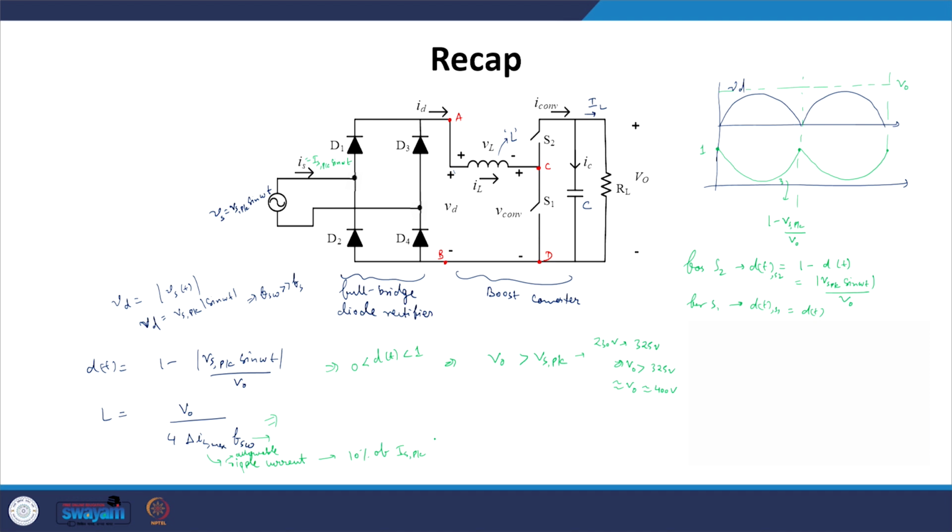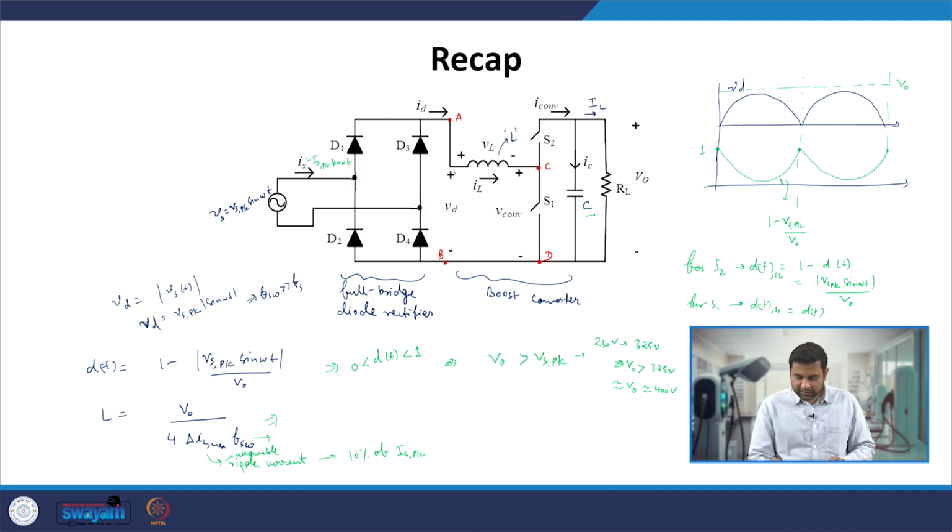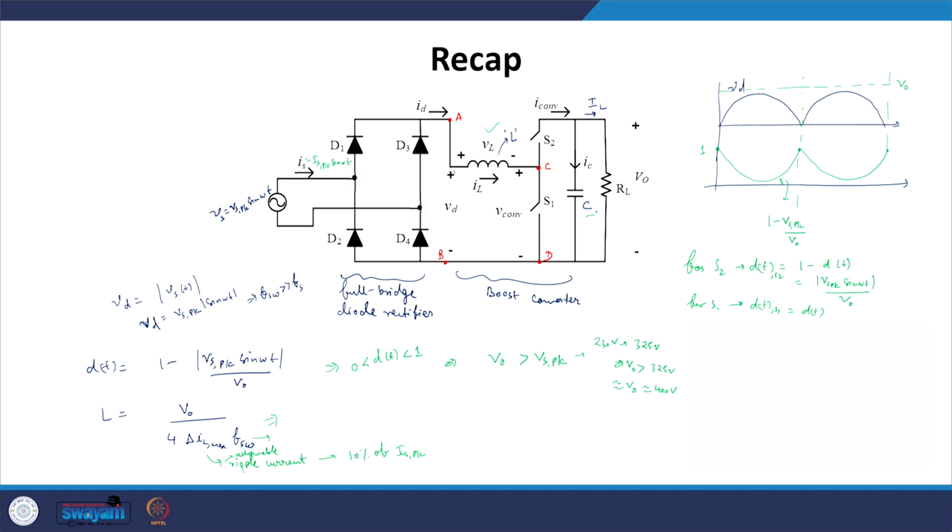Now let us see how we can size this capacitance value, another passive component. One passive component we have defined. Now let us see how we can size the capacitance. For that, again, what will be the capacitance value needed to keep the output voltage within a certain allowable ripple.